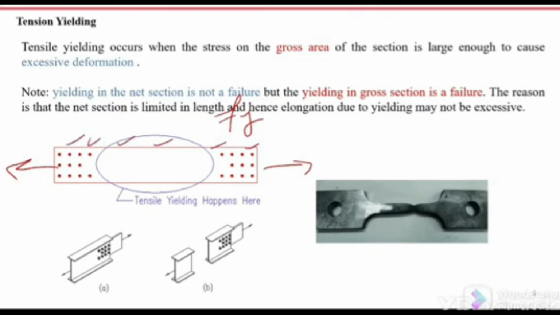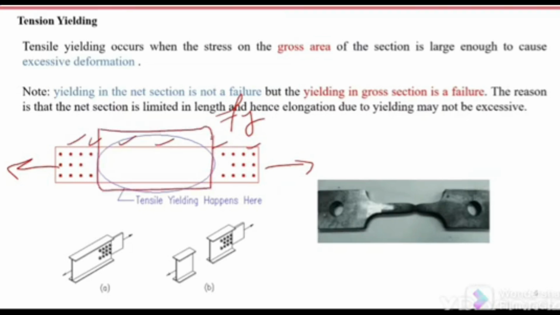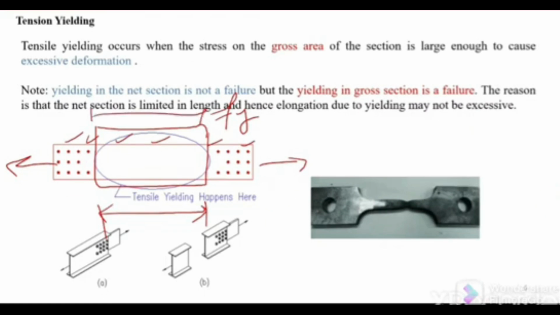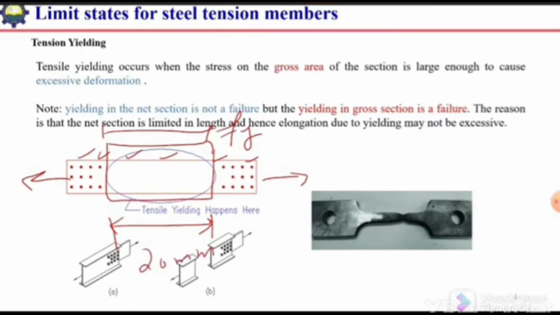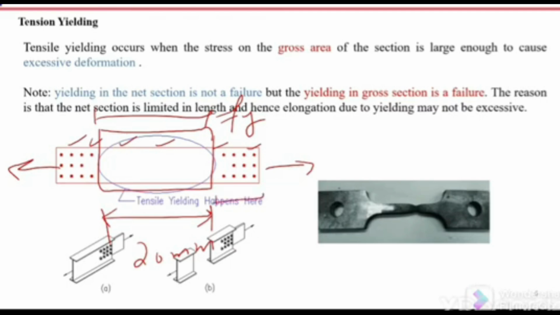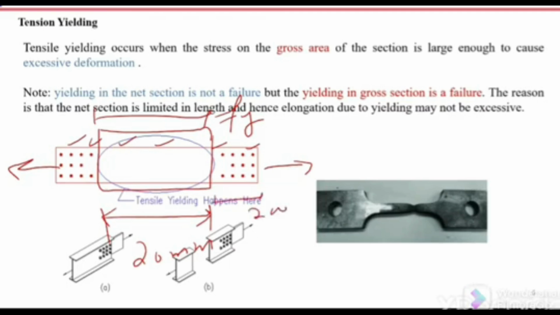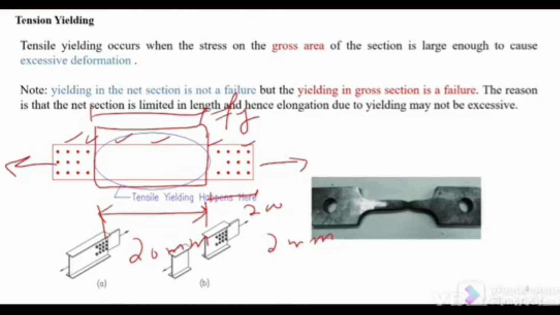But if we consider the deformations, in this portion where we have the gross area, the length is larger, so the deformation in this portion will be too much, or excessive deformation. For example, if this length is 2 meter and the deformation is 1%, then 20 millimeter deformation will occur in this portion. And in this area, if the total length is 200 millimeter, then there will be only 2 millimeter deformation, and this 2 millimeter deformation is much smaller as compared to this 20 millimeter deformation.